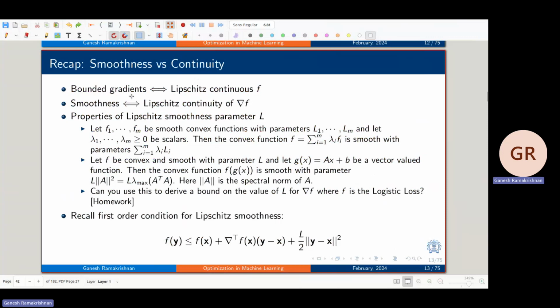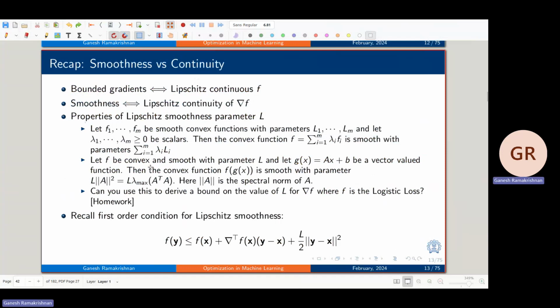So bounded gradient is Lipschitz continuous; smoothness is Lipschitz continuity of the gradient. So, Lipschitz smoothness parameter L: if f1, ..., fm are smooth convex functions, then the convex function summation of lambda_i f_i is smooth with the summation of the scaled smoothness parameters. Okay, so I'm just recapping what smoothness will be, right?